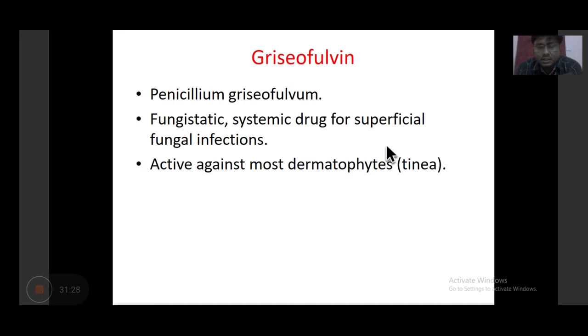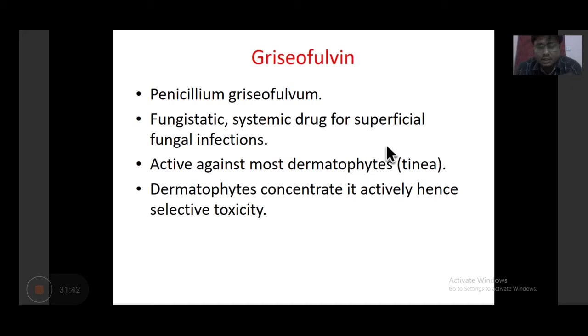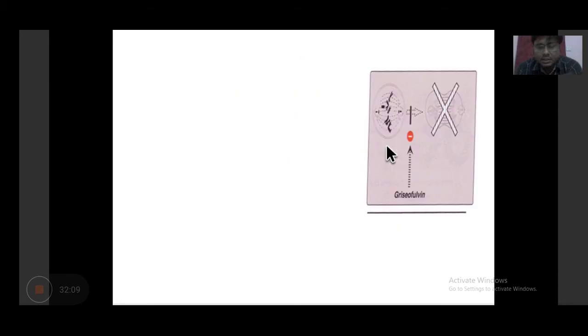So griseofulvin was the drug which was used earlier when we had no such superficial approach. Some topical agents were not there, so griseofulvin was used to treat superficial fungal infection. It is active against most of the dermatophytes, like all the tinea infections. It can cover them, so you need to read about tinea. Dermatophytes concentrate it actively, hence selective toxicity. So all the fungus infected cells concentrate griseofulvin. So the toxicity was selective, and the resistance was because of loss of concentrating ability. Sometimes it can be seen.